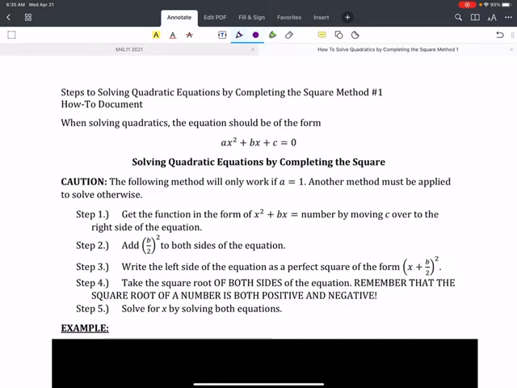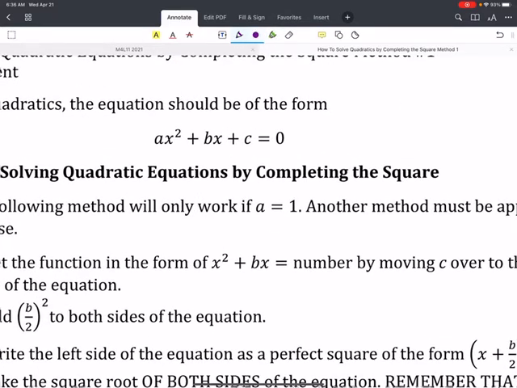Okay guys, when we solve quadratics, they should be in the form ax squared plus bx plus c equals 0. Now, one thing I think is important to note: this c is called the constant term. It's called the constant term because it is a constant. A constant is a number without a variable. And that may help you on the Khan Academy assigned yesterday.